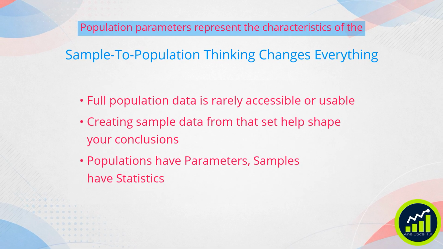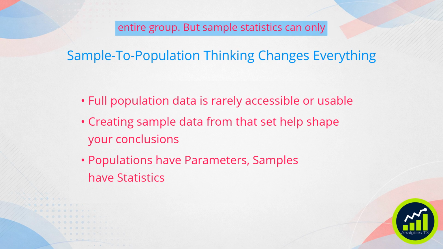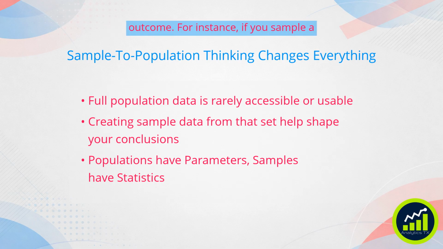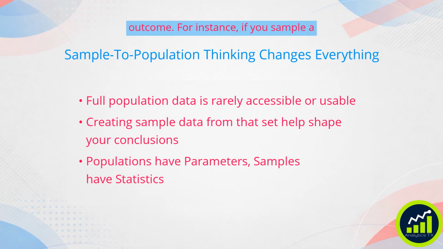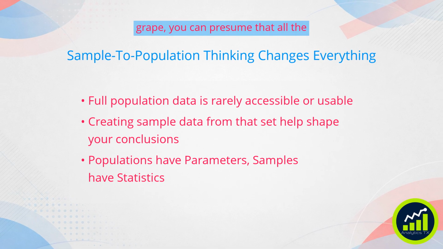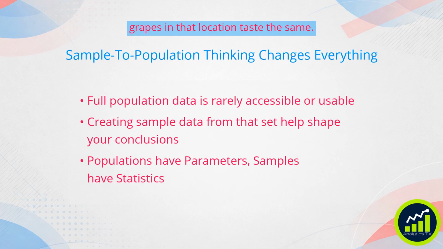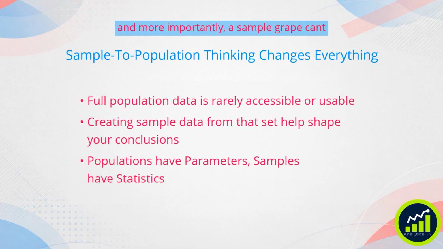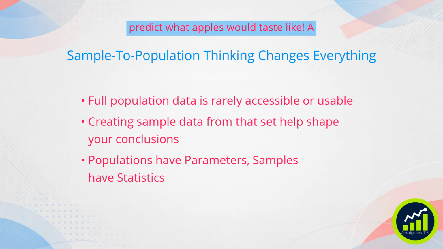Population parameters represent the characteristics of the entire group, but sample statistics can only point towards the population, not guarantee the outcome. For instance, if you sample a grape, you can presume that all the grapes in that location taste the same. However, you cannot guarantee that all the grapes will be just as sweet. Similarly, and more importantly, a sample grape can't predict what apples would taste like.